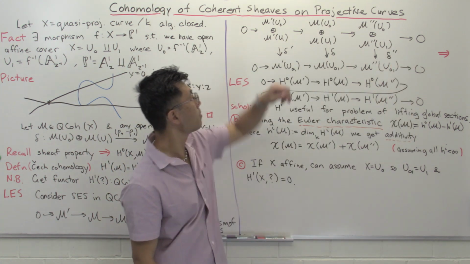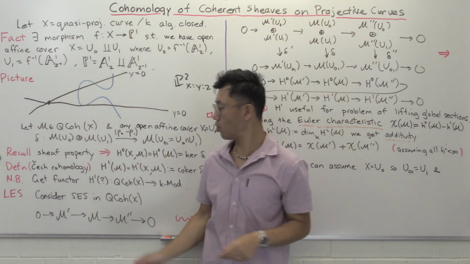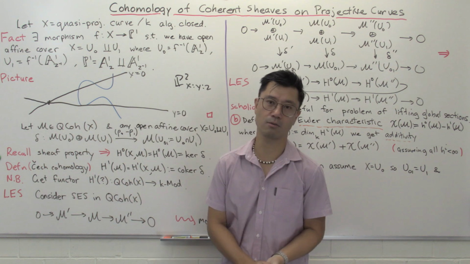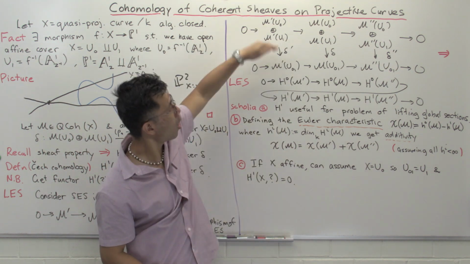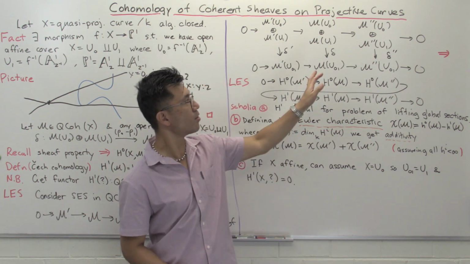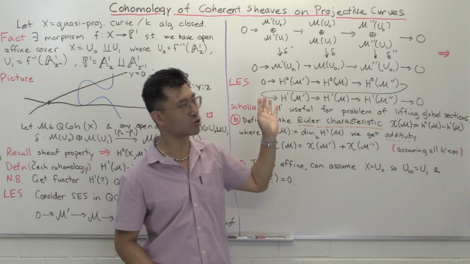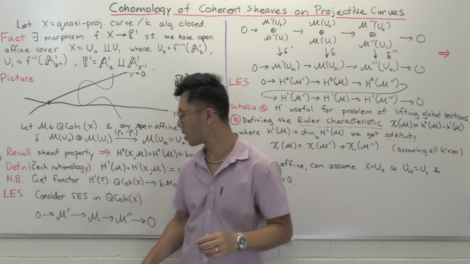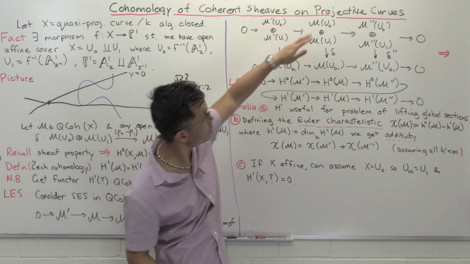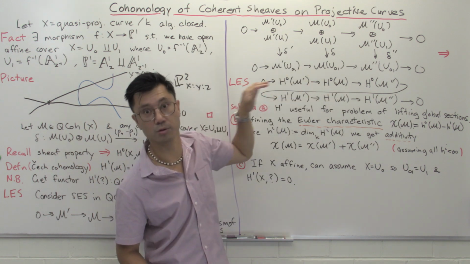Okay, so remember the kernels of these maps will just give you the global sections of these three quasi-coherent sheaves. And the cokernels of these maps are going to give you the H1s. So this is why we get functoriality. If you have a morphism, say for example from M prime to M, and that can be arbitrary, of course you get a corresponding morphism on the cokernels.